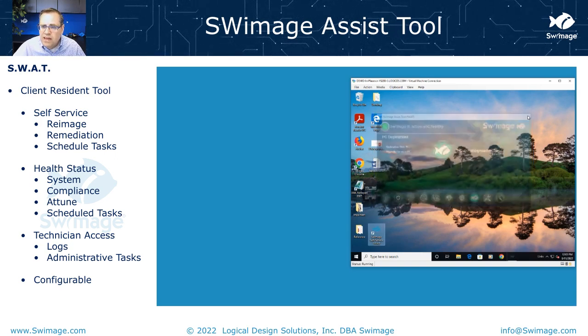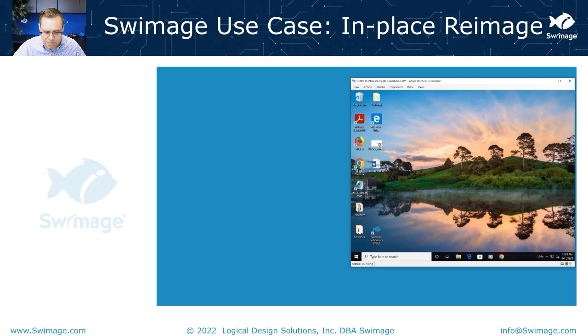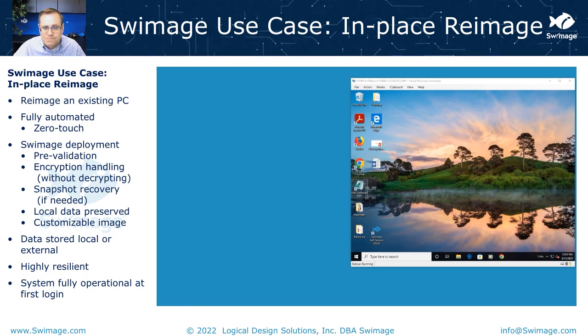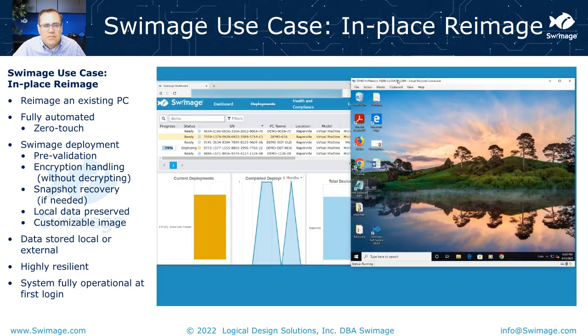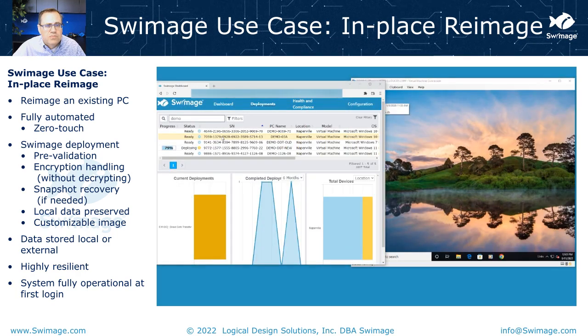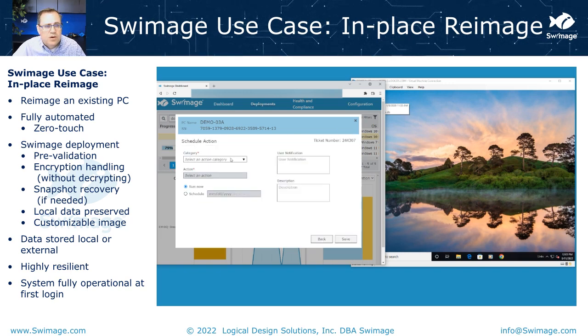I'm going to jump out of that, though, because what I want to demonstrate, instead of kicking this off through the self-service tool, is to kick it off through the Swimage tool in the web console. Okay, so I'm going to jump back to the web console, and then I'm going to kick off this machine through here. So everything's good. The main thing I'm looking for here is that the deployment health is ready. He's thumbs up. He's ready to deploy. Device status ready. I'm good to go.